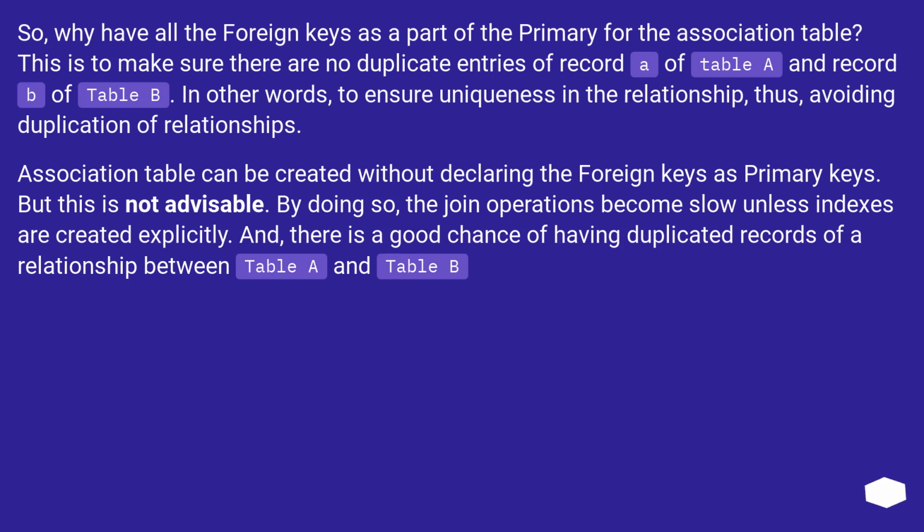An association table can be created without declaring the foreign keys as primary keys. But this is not advisable. By doing so, the join operations become slow unless indexes are created explicitly. And there is a good chance of having duplicated records of a relationship between table A and table B.